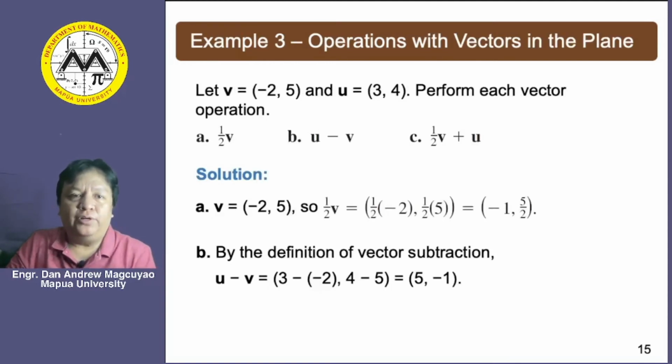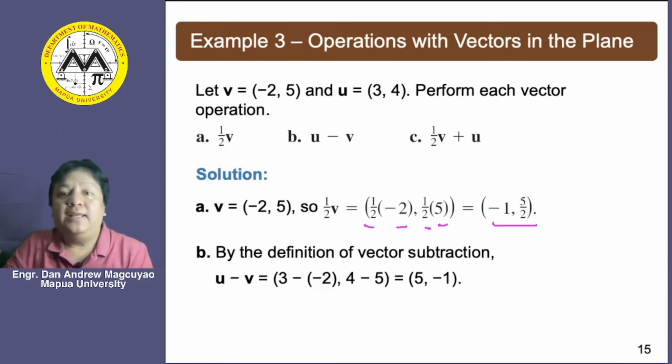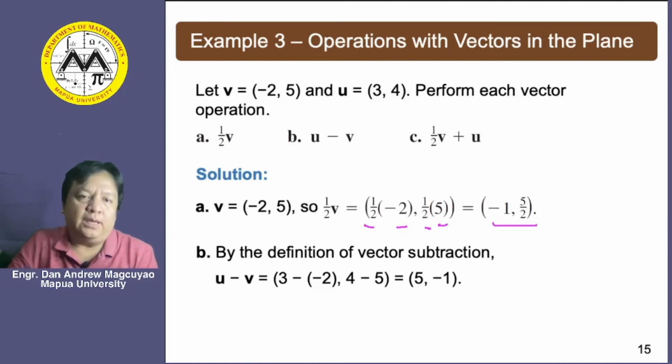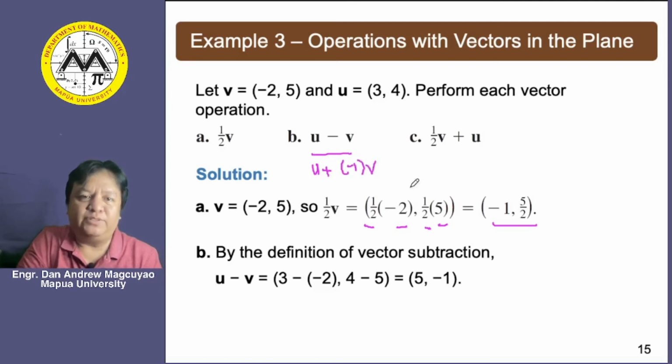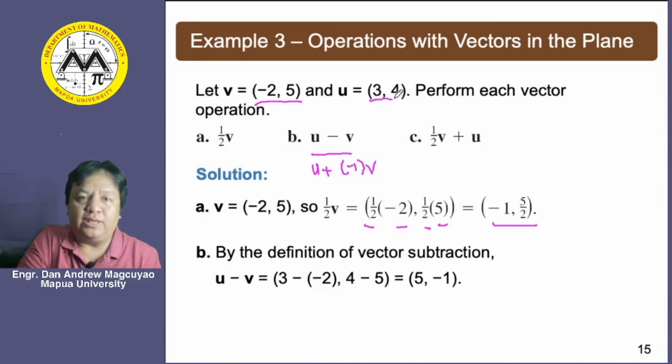So let us consider multiplying the vector negative 2, 5 by 1/2. That means we're going to have 1/2 times negative 2 and 1/2 times 5. That would give us negative 1, 5 over 2. Now, if we are going to solve for u minus v, it is the same as u plus negative 1 times v. So we multiply v by negative 1. That would be 2, negative 5. And we add it to u. So that's 3, 4.